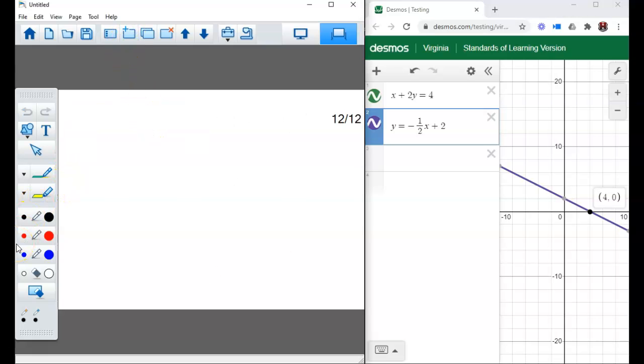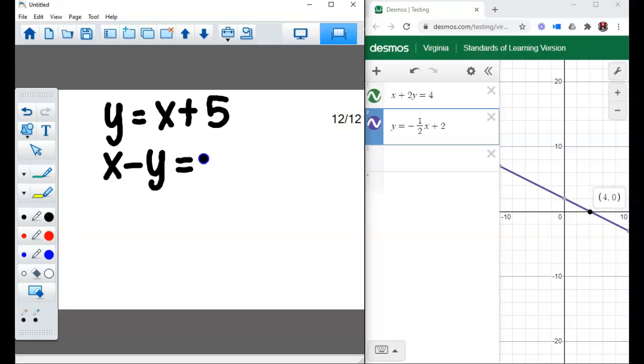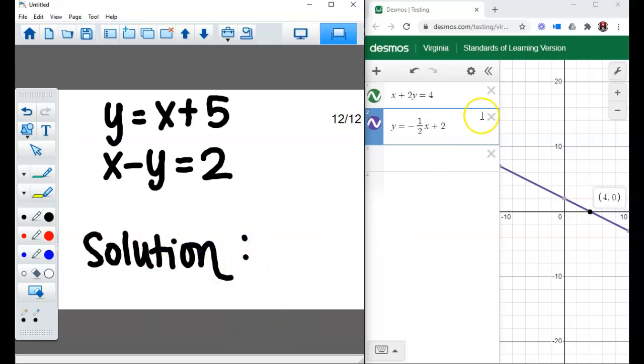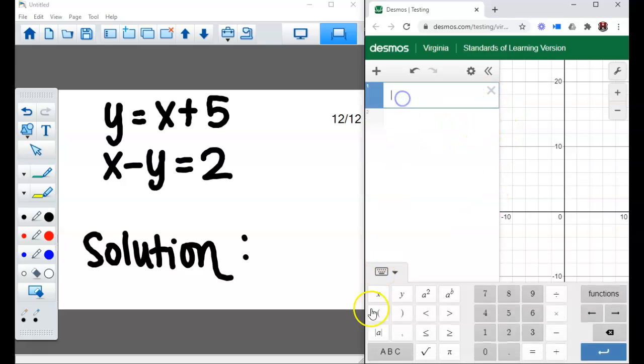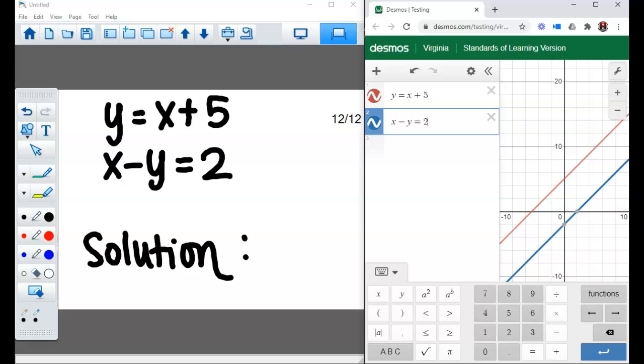All right, one last one. Let's do y equals x plus 5 and x minus y equals 2. Clear these two out. All right, first problem is y equals x plus 5. It's in red. And then x minus y equals 2, shown in blue.